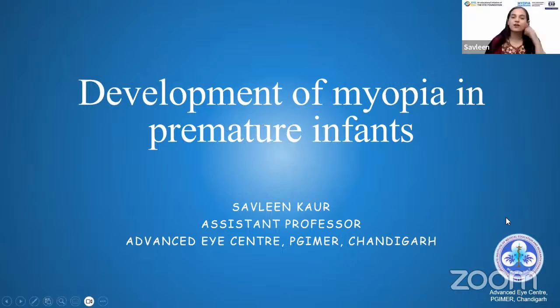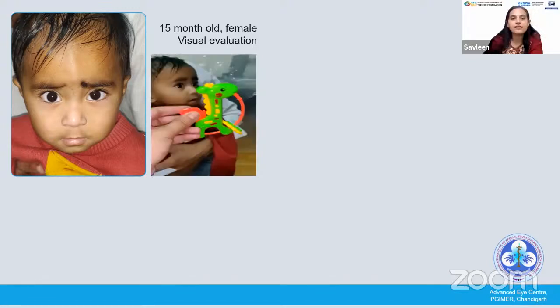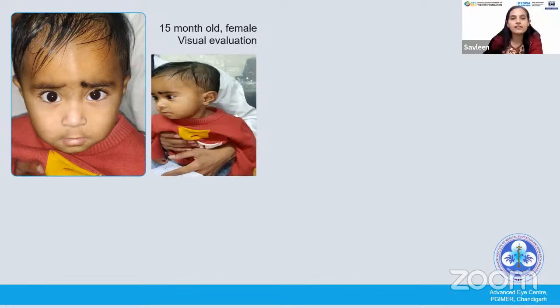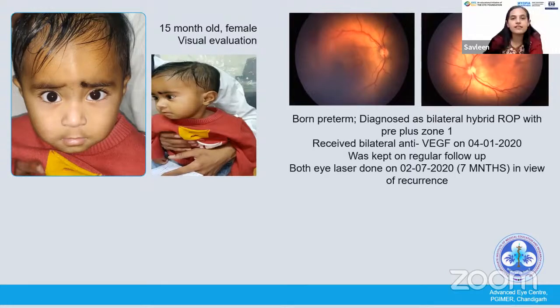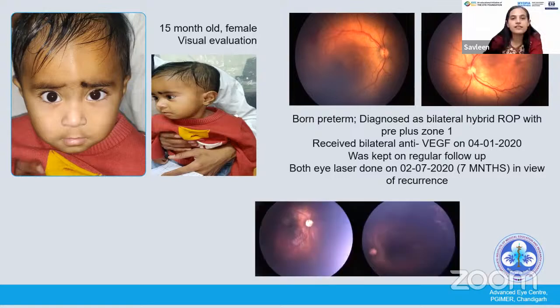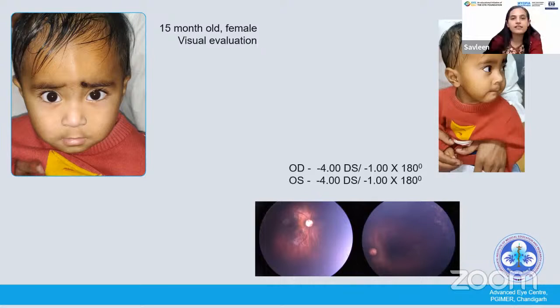So I'm going to be talking about something which I think Dr. Rohit just stressed upon, development of myopia in premature infants. We often, as pediatric ophthalmologists, face this situation, for instance, of a 15-month female presented to us for a visual evaluation. And you can see the child is fixating and following well. But the child gives us a history that he was born preterm, diagnosed as bilateral aggressive posterior ROP, and then received an anti-VEGF, followed by a recurrence for which the child was lasered. Now you see that the child seems to be fixing and following well, and there is no strabismus, but has a refractive error of -4 in both eyes.